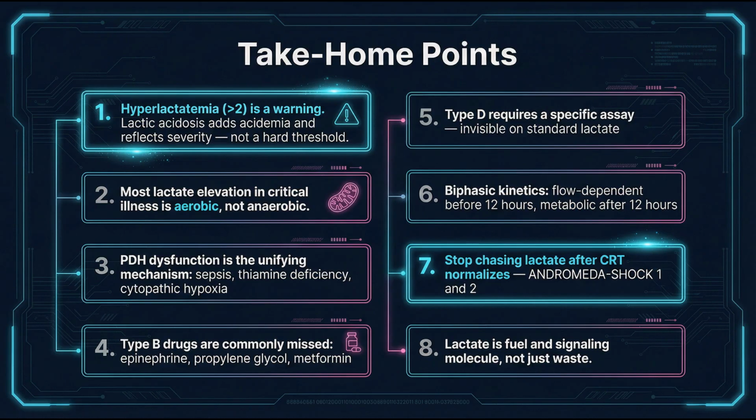Let's review our take-home points. 1. Hyperlactatemia is a warning. Lactic acidosis adds acidemia and reflects severity. It is not a hard threshold. 2. Most lactate elevation in critical illness is aerobic, not anaerobic. 3. Pyruvate dehydrogenase dysfunction is the unifying mechanism. 4. Type B drugs are commonly missed. Think epinephrine, propylene glycol, and metformin. 5. Type D requires a specific assay.